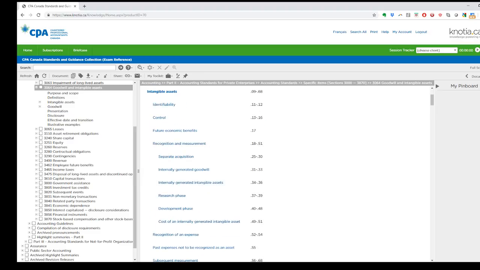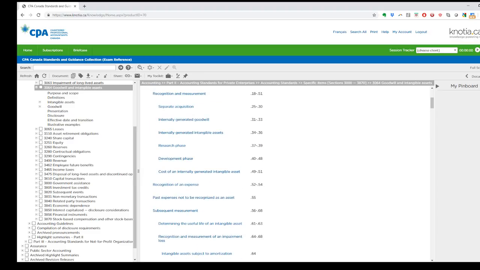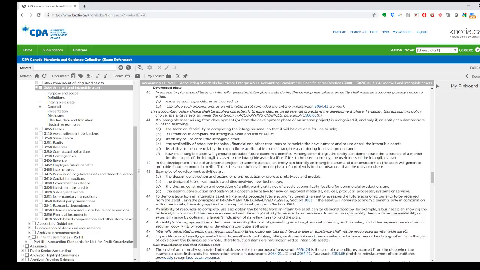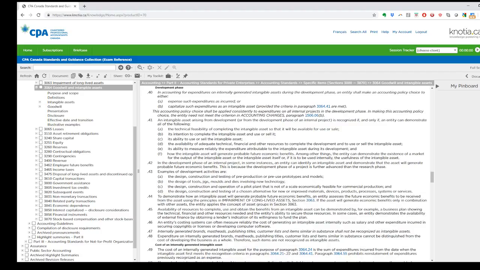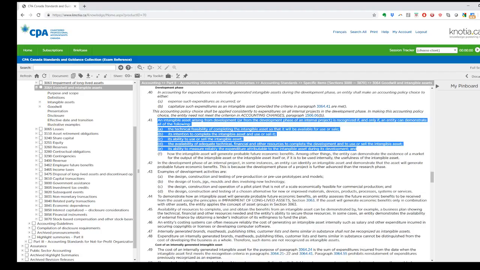intangible assets, and then you have the development phase right here, right? And then right here, boom, you have all of the criteria that you need to use and discuss for it.